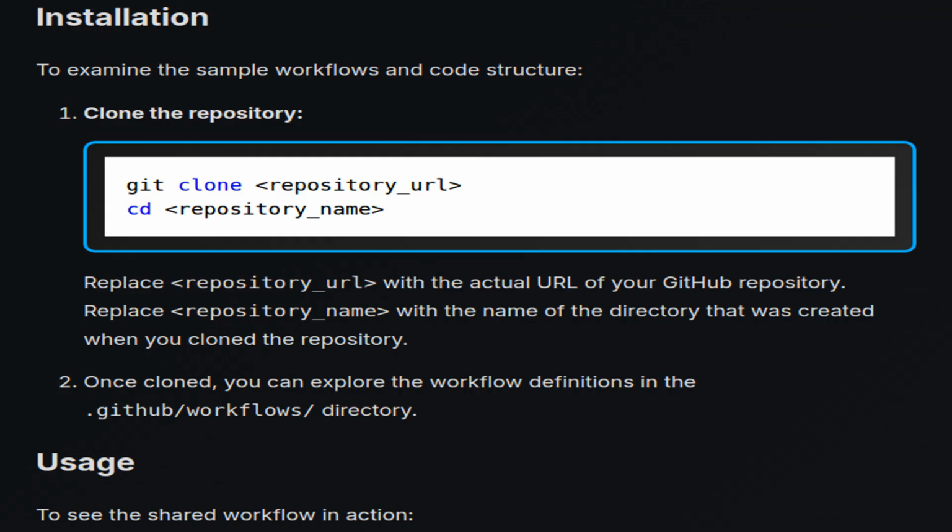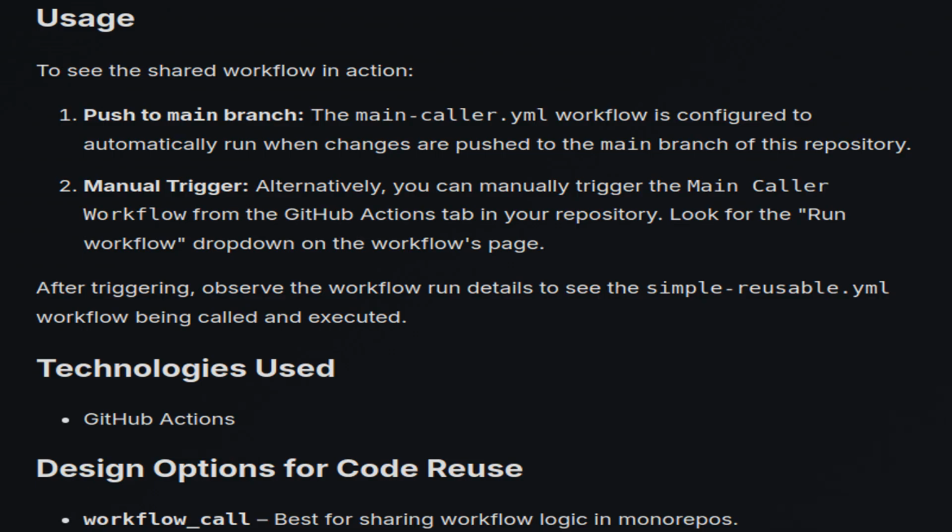It instructs users to clone the repository and navigate to the GitHub Workflows directory, where they can explore the defined workflows located in .github/workflows/. To see the reusable workflow in action, users are advised to push changes to the main branch, which automatically triggers a predefined workflow. Alternatively, a manual trigger option is provided from the GitHub Actions tab. Following the triggering process allows users to observe execution details of the reusable workflow in action.